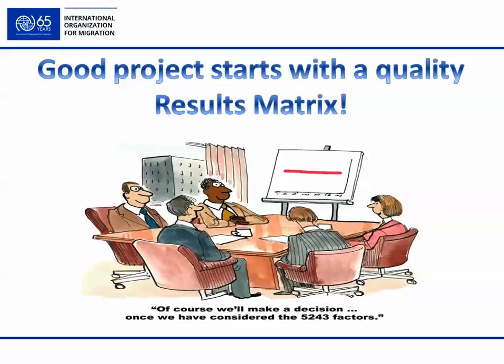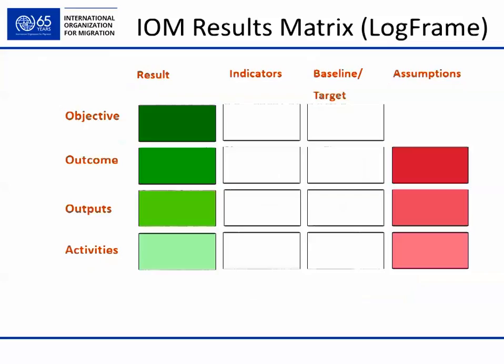A good project starts with a quality results matrix. That's clear. Of course, to make decisions, you don't need 5,000 and something factors, but still, lots of important things have to be considered before we start the project.